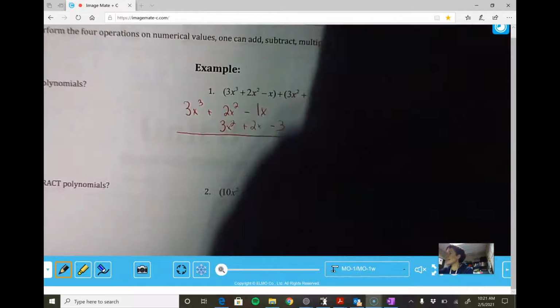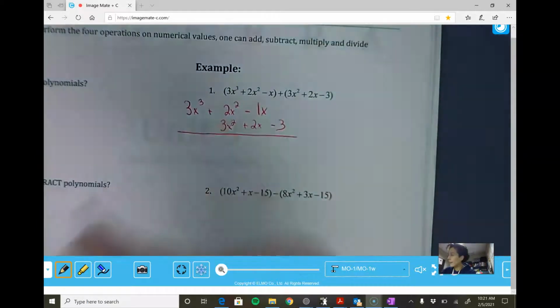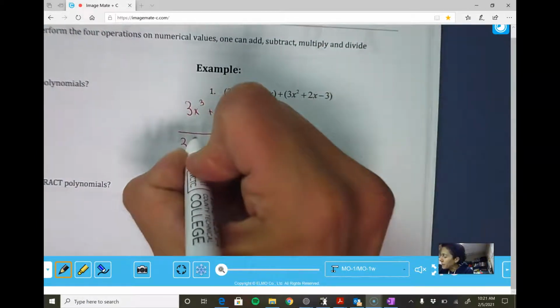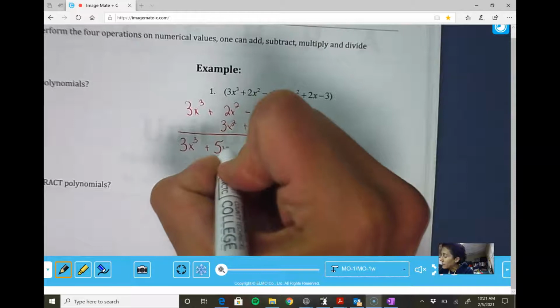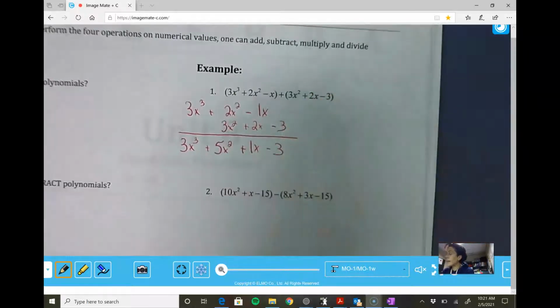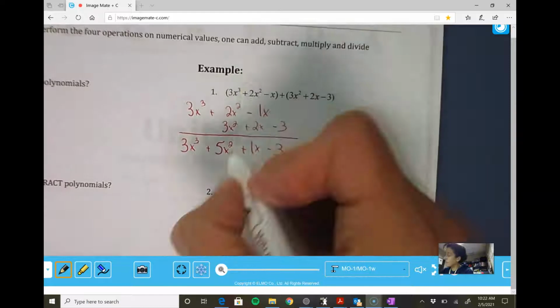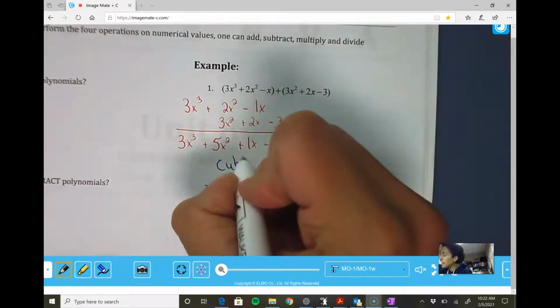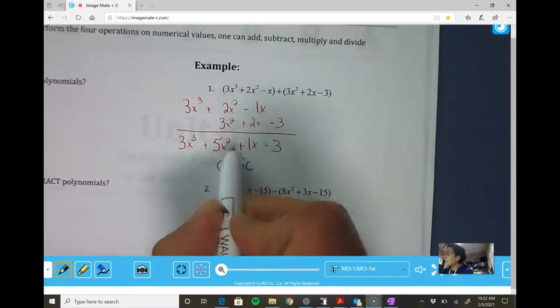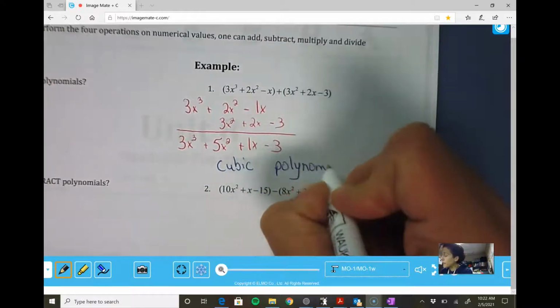Now the nice thing is I don't have to go from the right to the left side. You can do this however you want, because nothing's going to carry. So I have 3x cubed, I have 5x squared, I have 1x, minus 3. Now, just a reminder, since we talked about this in our first section, I would name this a cubic because the highest exponent is a 3. And since there's 4 terms, I would call this a cubic polynomial.